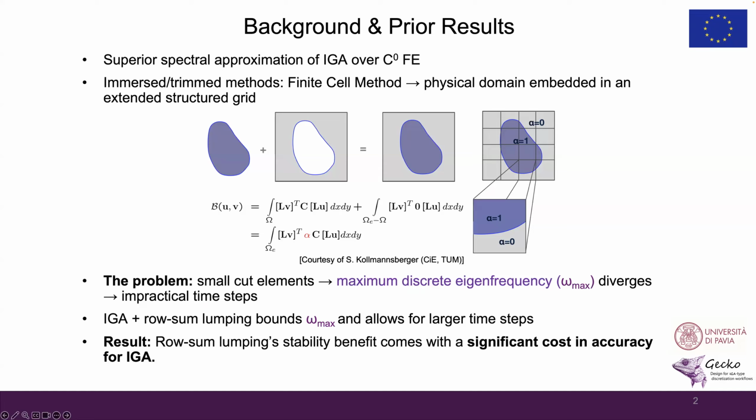This approach introduces a problem. Small cut elements, which are elements that are almost void and have small physical contribution, cause the maximum discrete eigenfrequency to diverge, making the critical time step in explicit dynamics impractically small. IGA combined with mass lumping was shown to bound the maximum eigenfrequency, allowing for larger time steps. But this stability benefit comes with a significant cost in accuracy for IGA.